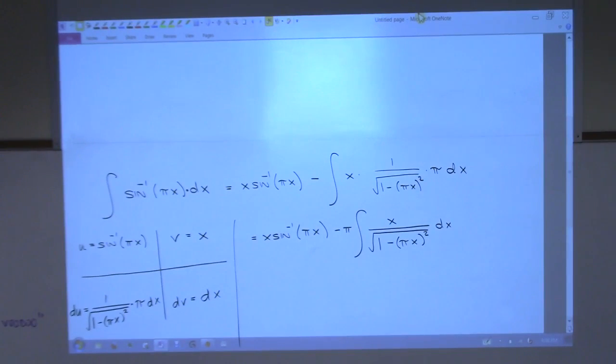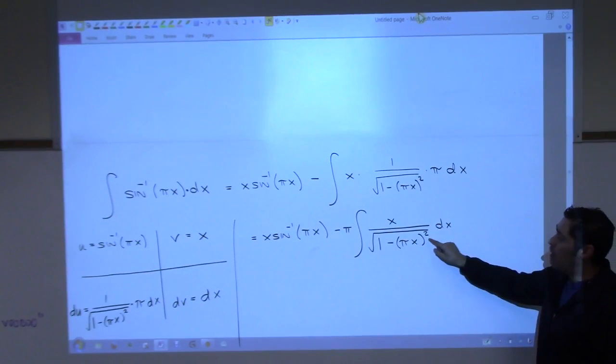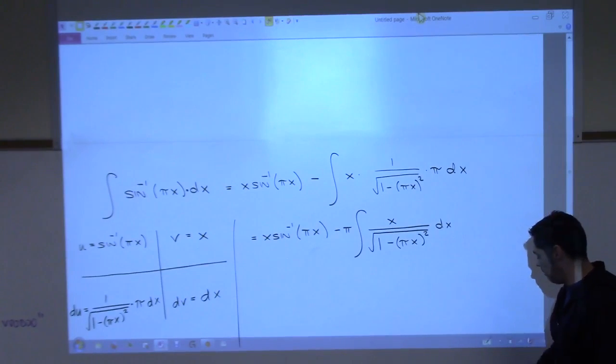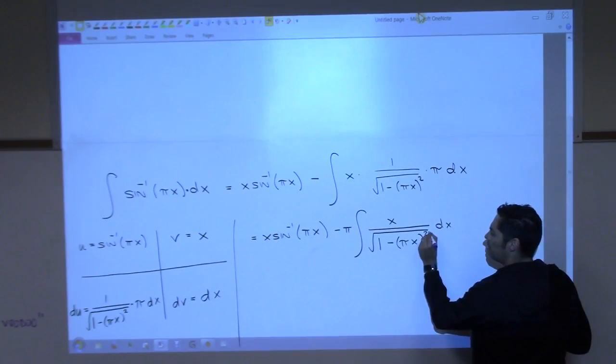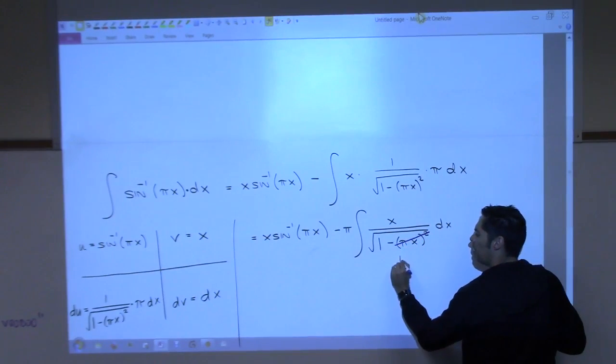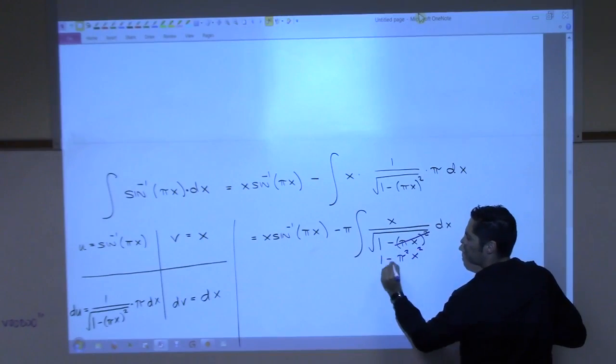Pi x squared. You can grab the whole thing, right? Can't you? In fact, look, I like this instead. Get rid of this for a second. Look at that as pi squared x squared. And then you still have the 1 minus in front, right?